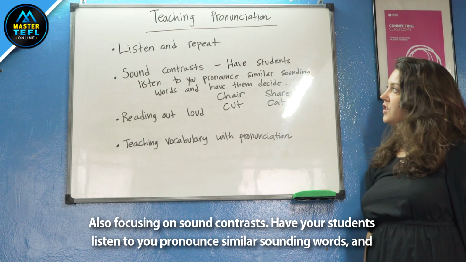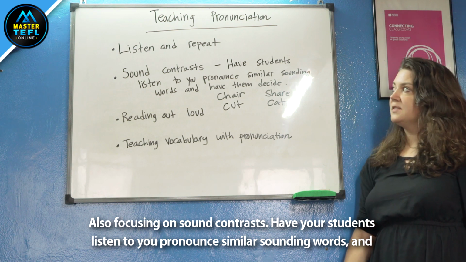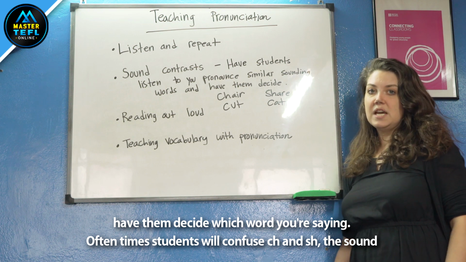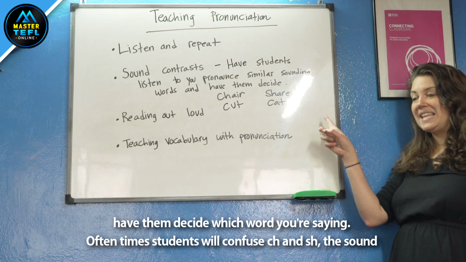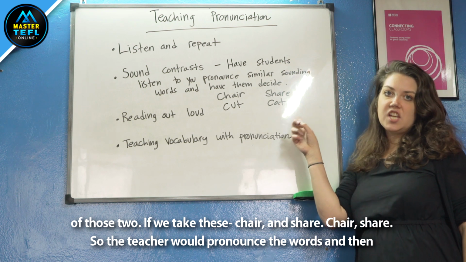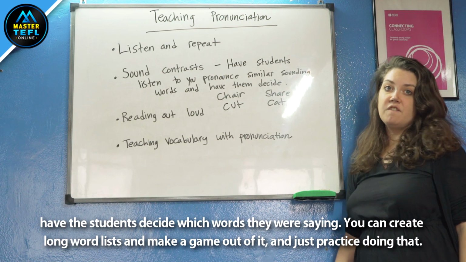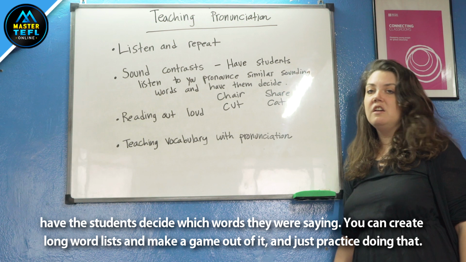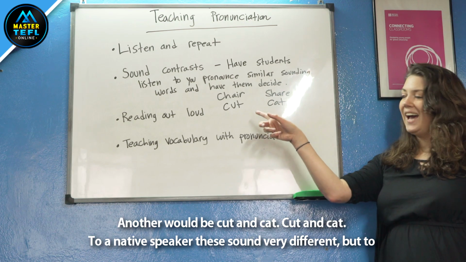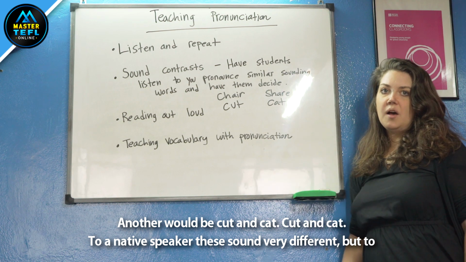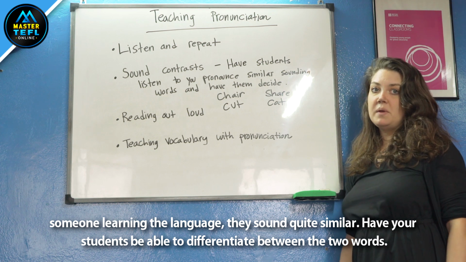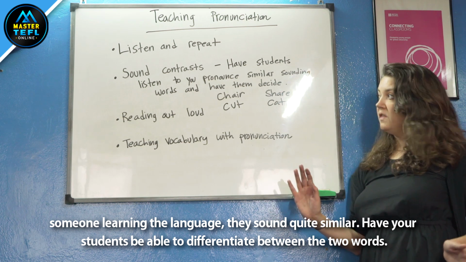Also focusing on sound contrasts. So have your students listen to you pronounce similar sounding words, and then have them decide which word you're saying. So oftentimes students will confuse CH and SH, the sound of those two. So if we take this, chair and share, chair, share. So the teacher would pronounce the words and then have the students decide which word they were saying. And you can create long word lists and make a game out of it and just practice doing that. Another example would be cut and cat. Cut and cat. And so to a native speaker, these sound very different, but to someone learning the language, they sound quite similar. So being able to have your students differentiate the difference between the two words.